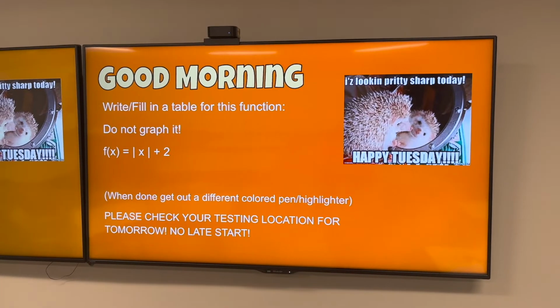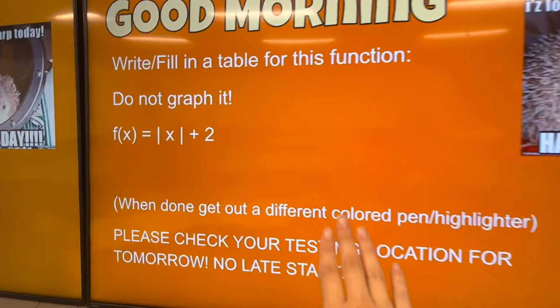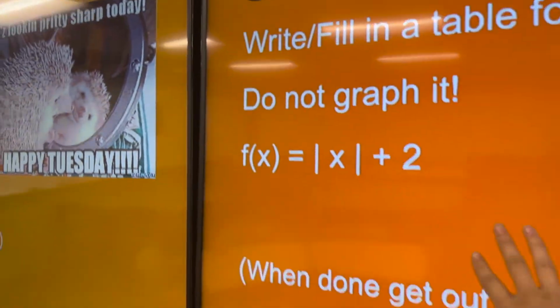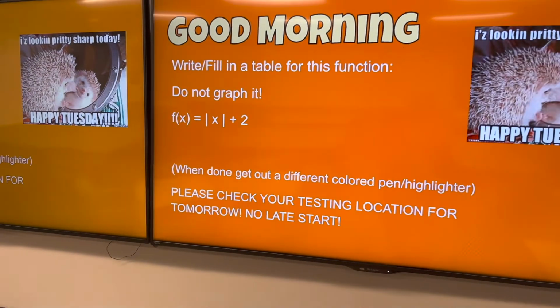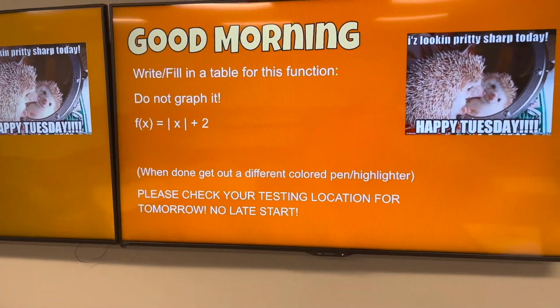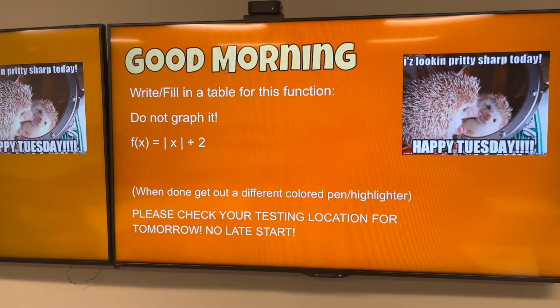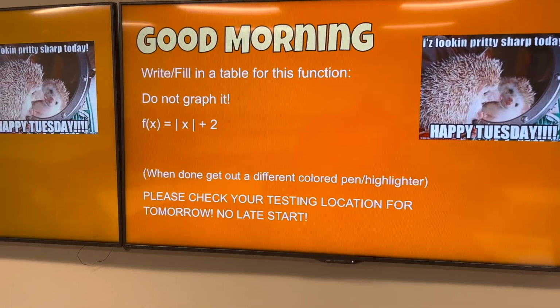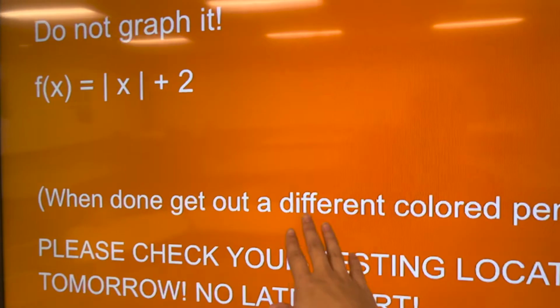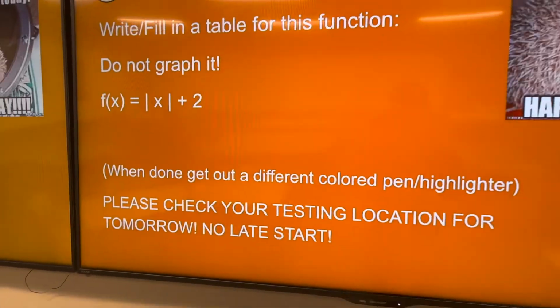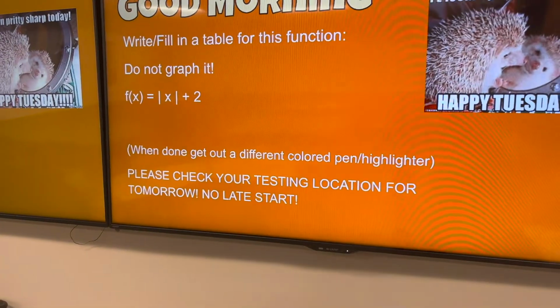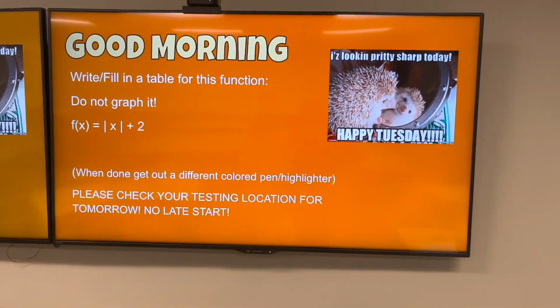Our warm-up for today is to create the table for this function. I'm not asking them to graph it though because they don't have the coordinate grid, and some of them struggle really hard to draw a coordinate grid. And then we'll go over it and have them check in a different colored pen, and then they need to check their location for tomorrow for their PSAT testing.